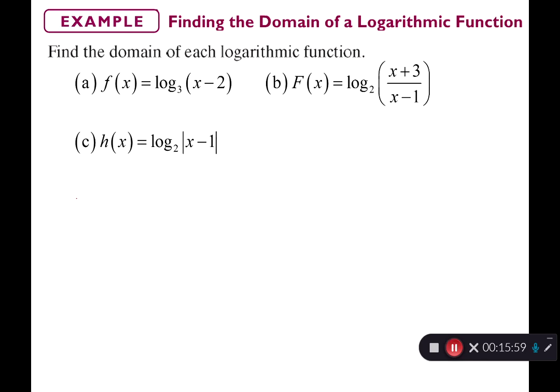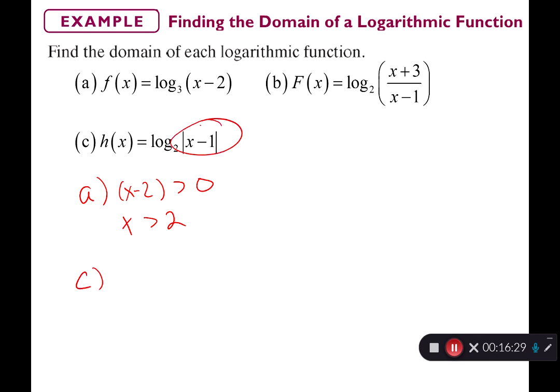All right, for A, I have my result x minus 2, and we said that that has to be greater than 0, and it can't equal 0, so it has to be greater. So if I added 2 to both sides, x has to be greater than 2. There we go. Now for C, again, fairly straightforward.